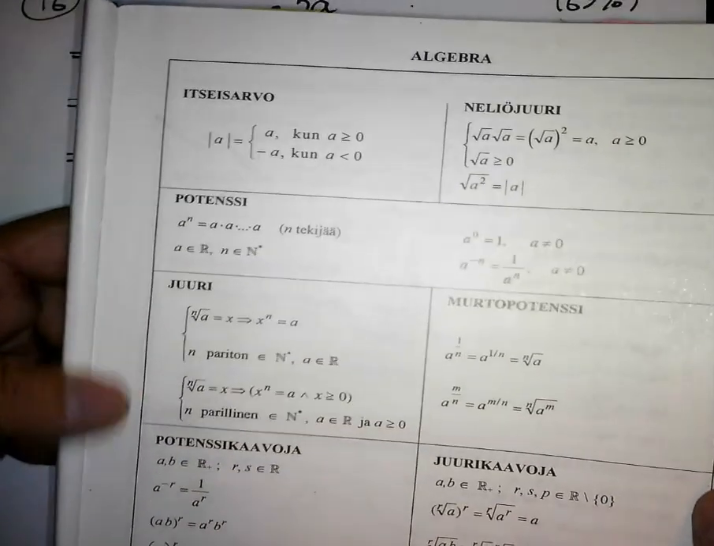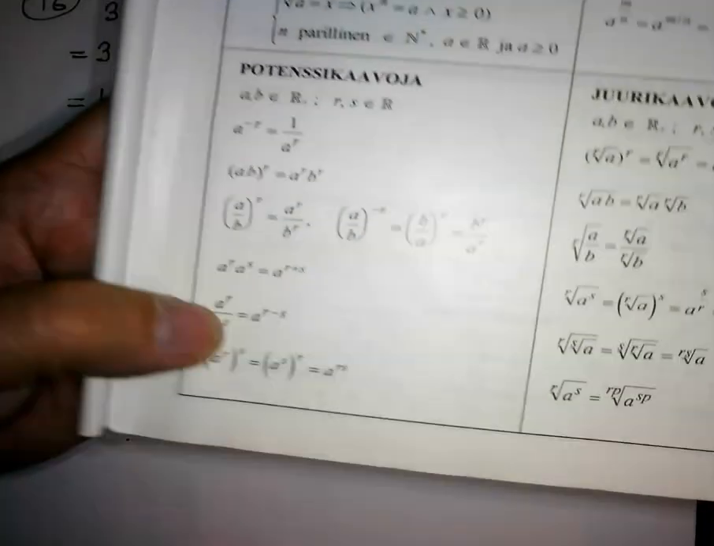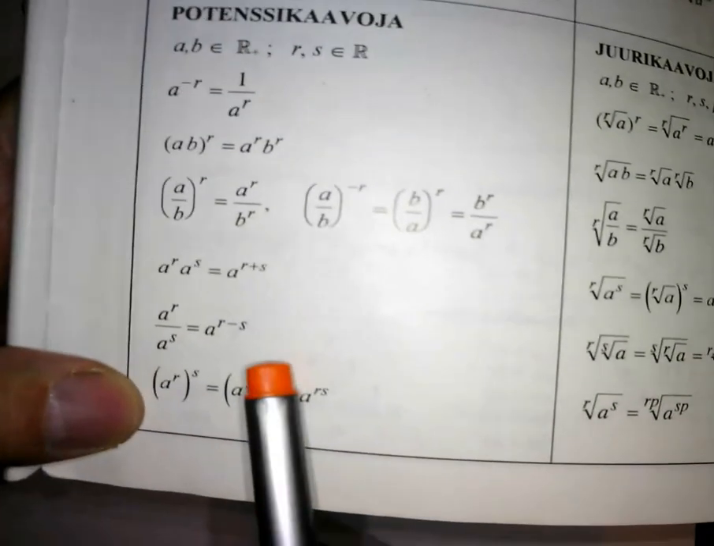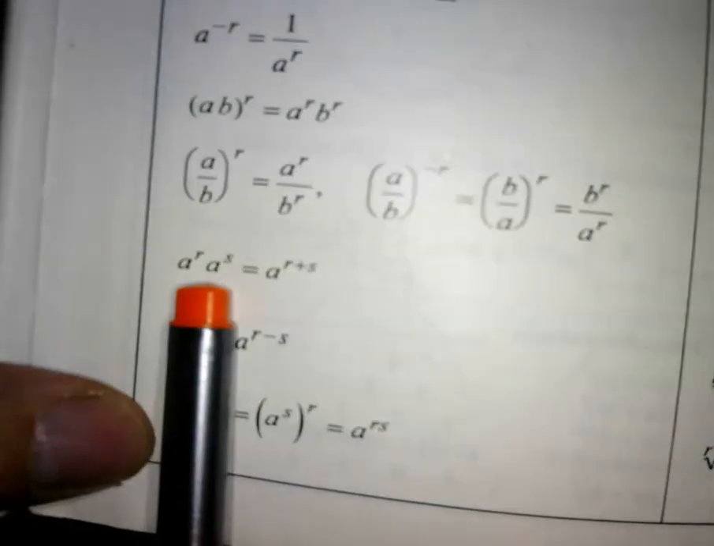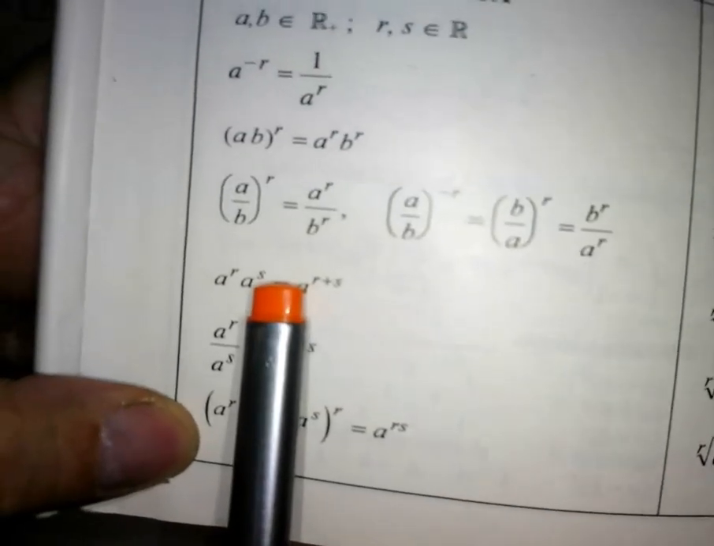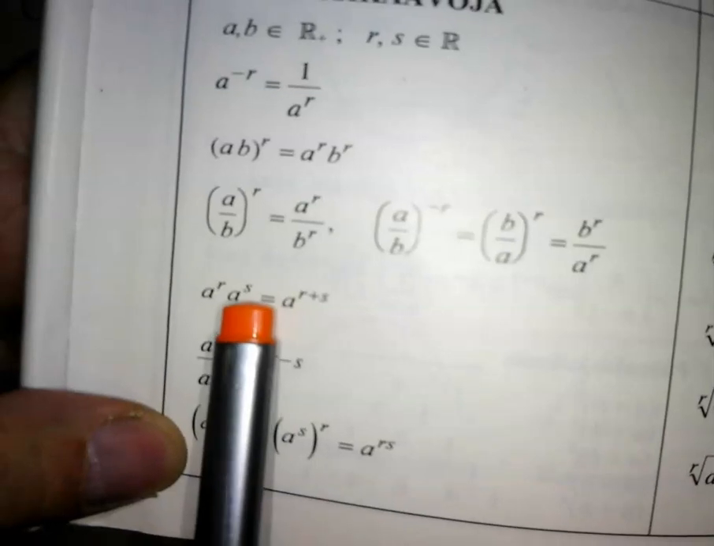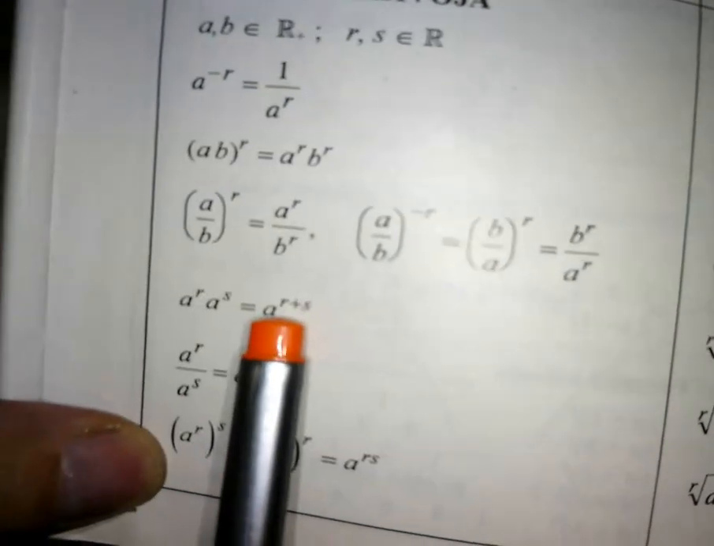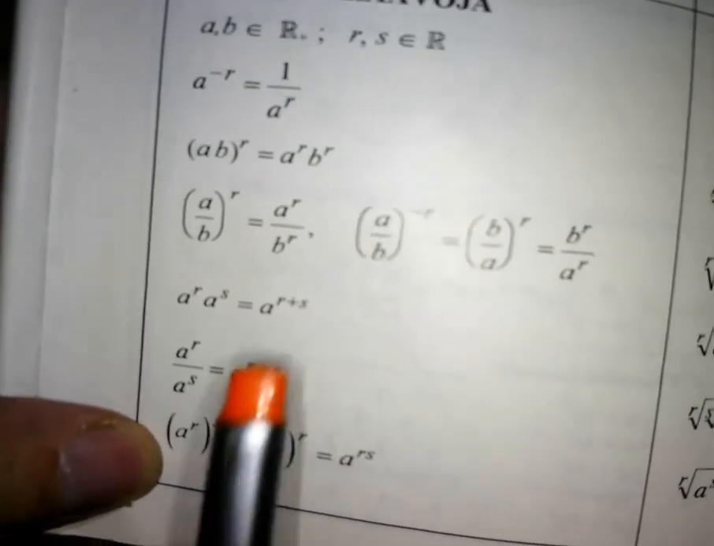Where do I find it here? This is the rule. There are exponents r and s there, and you may add those exponents. So you can use only one a here, and then sum those exponents together.